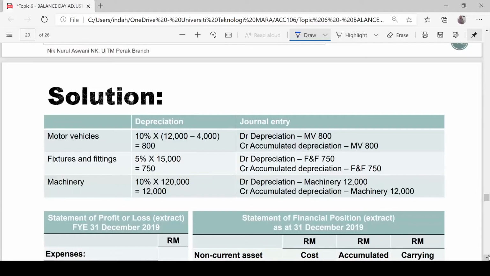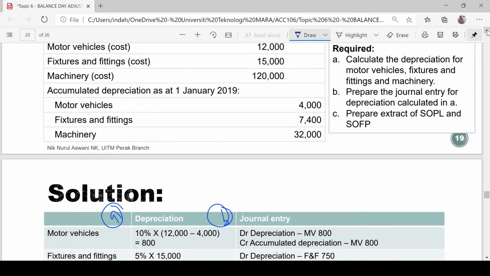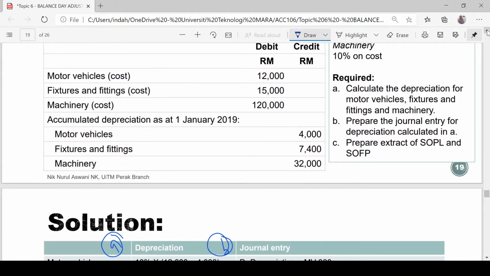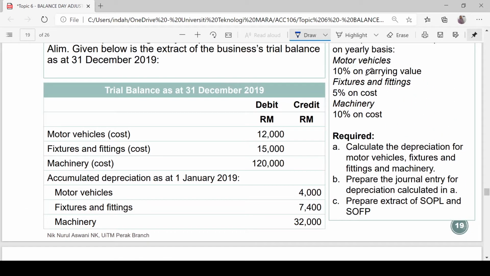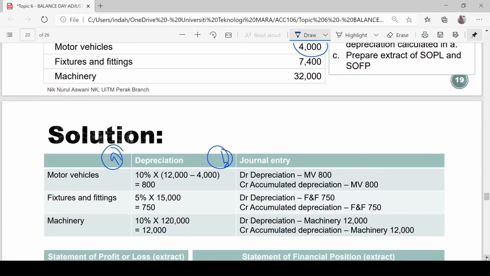The solution: the first requirement is to calculate the depreciation, which depends on the business policy. The motor vehicle is 10% on the carrying value, meaning the cost minus the accumulated depreciation. So 12,000 minus 4,000, times 10%.